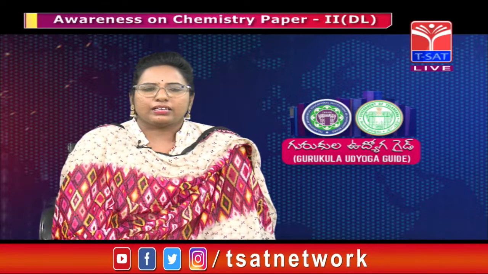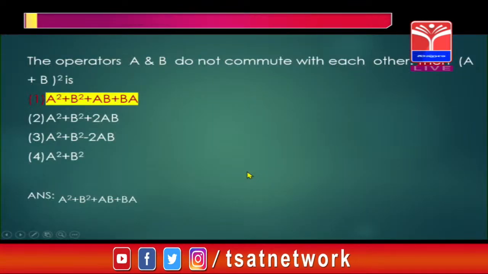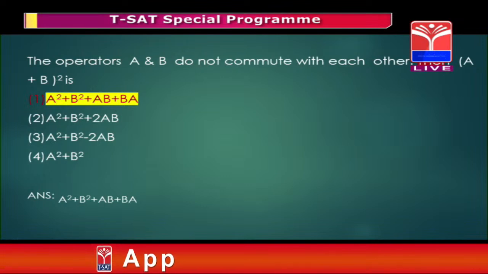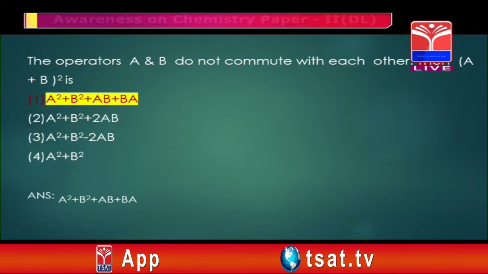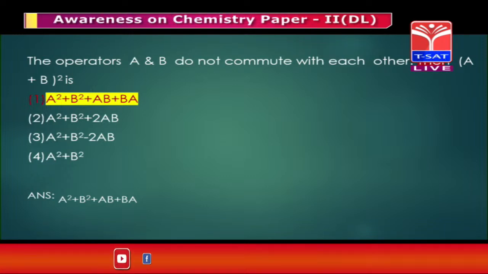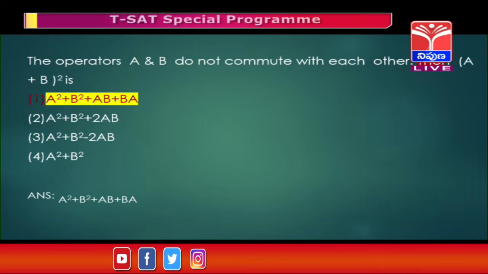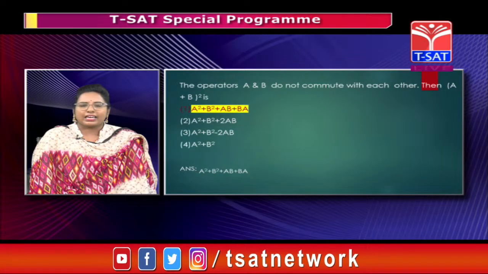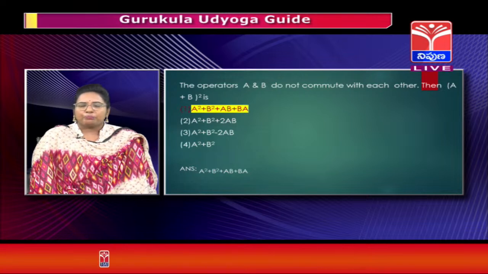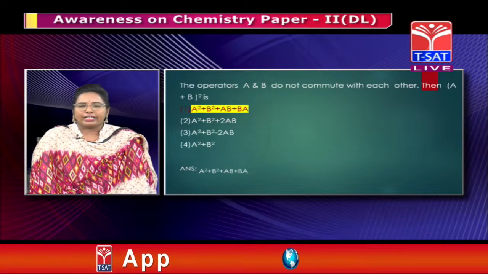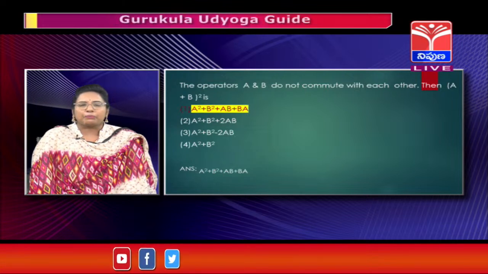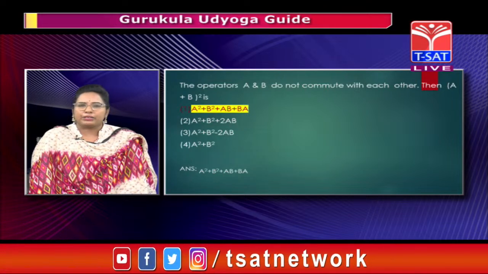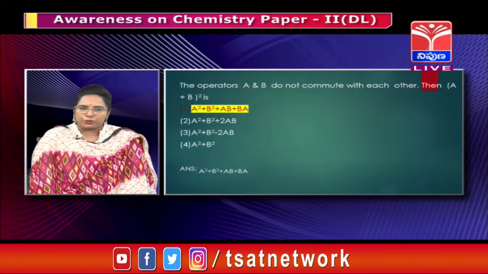Next, let us move to another question. Here two operators, A and B, are given, and they do not commute with each other. Not commuting means AB is not equal to BA. So this is (A plus B) whole square, like the formula. By doing the operation you will get A square plus B square plus AB plus BA, not 2AB. Why? Because these do not commute with each other. AB is not equal to BA, so the answer is the first option.